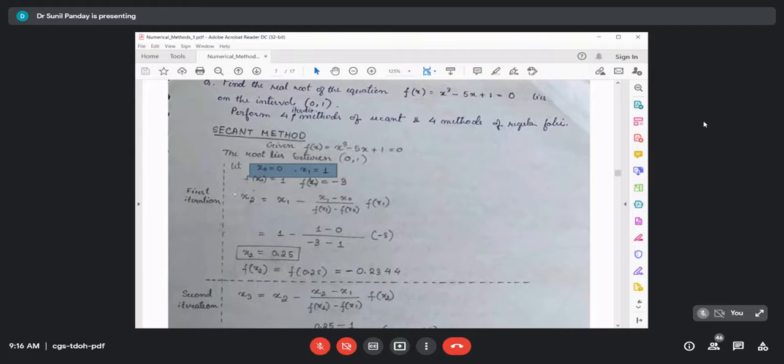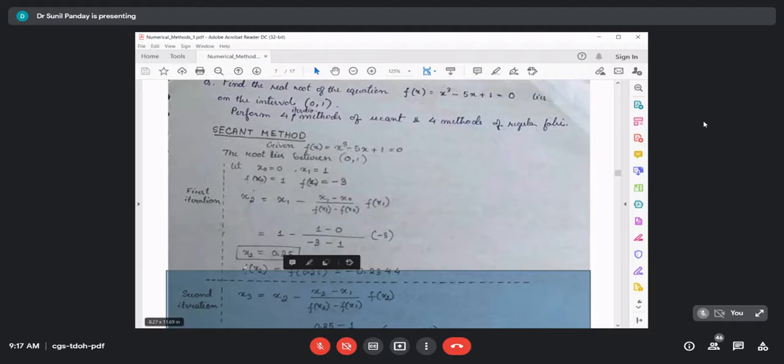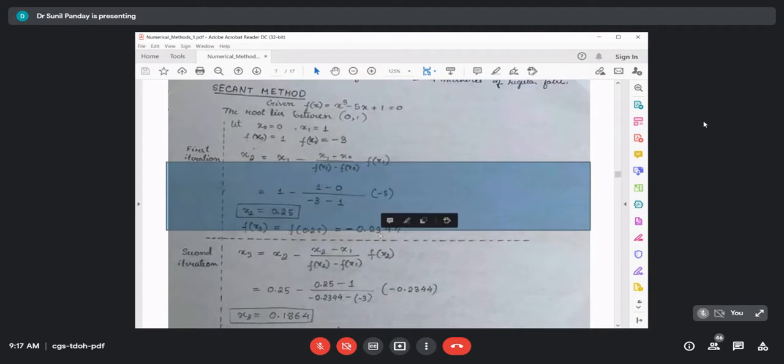Now we calculate our x2. The formula for the secant method is x2 equals x1 minus (x1 minus x naught) upon (f of x1 minus f of x naught) into f of x1, and all values we have with us: x naught, x1, f of x naught, f of x1. We substitute all this and we get x2. Now we calculate f of x2, and f of x2 is minus 0.2344.